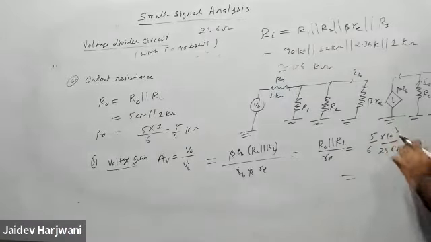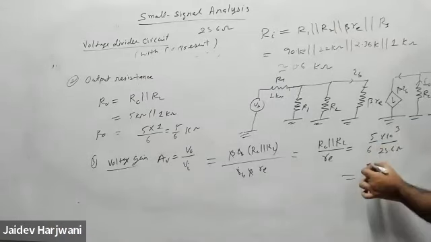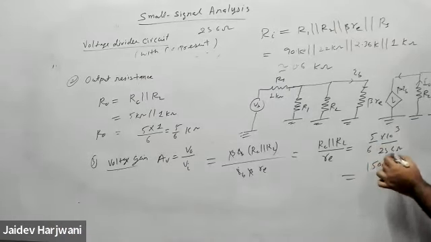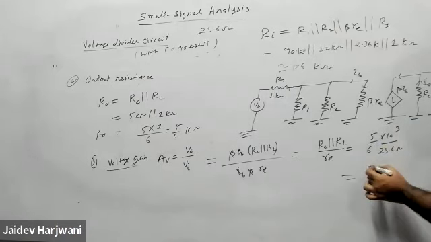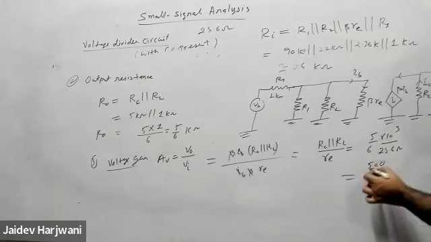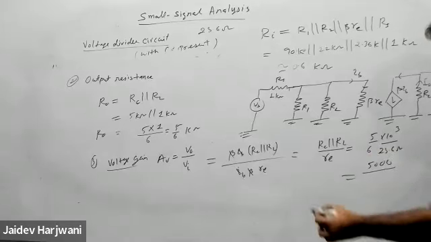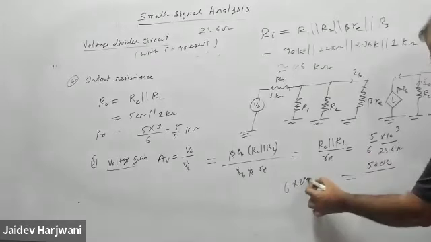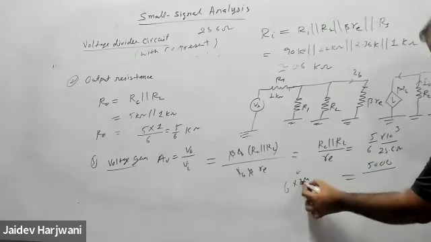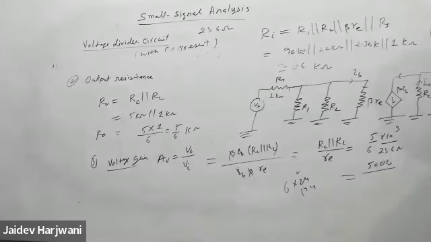So this is 1500. 3.5, 5000, 3.5 our answer. Huh? Yes, sir. Okay, this is 5000 divided by this is 6 into 24. How much? 6 into 24 is how much? Almost 144. How it will come 3 point something?